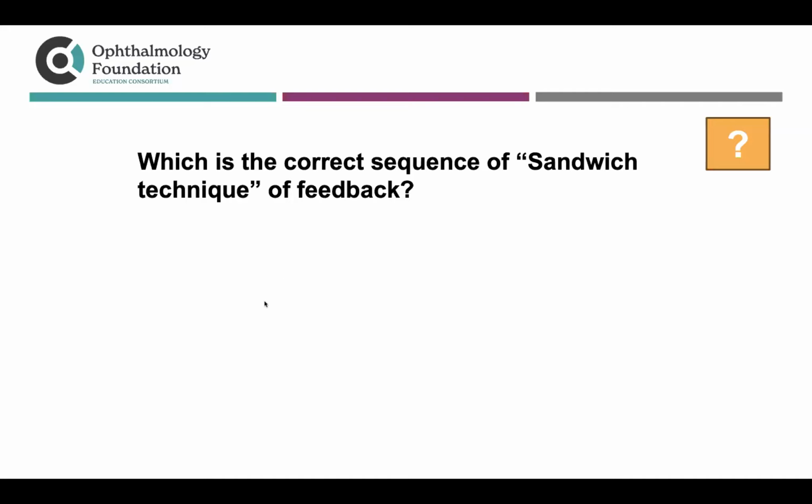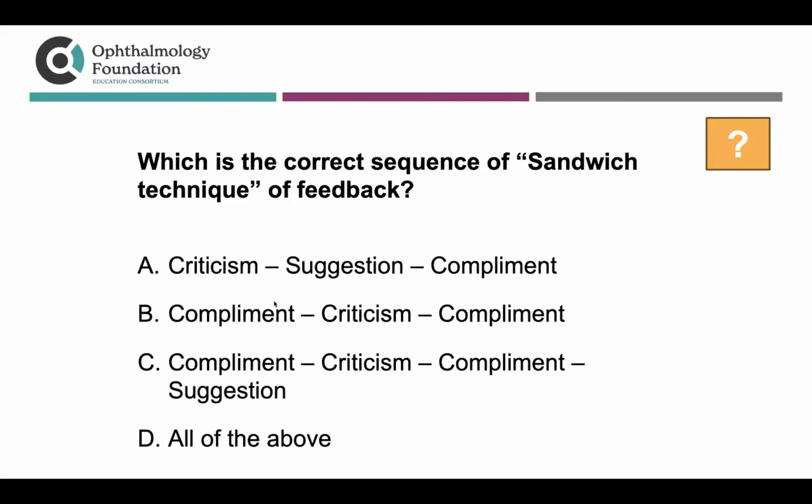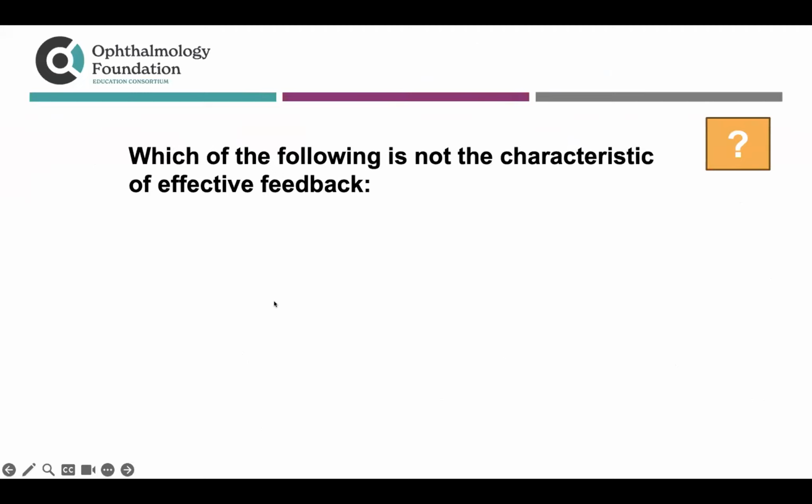Let us go to the next question and see. The third question is, which of the following is not a characteristic of effective feedback? And your options are: A, timely; option B, combination of positive and negative; option C, incorporate learner's perspective; and option D, focused on person. And your time starts now.